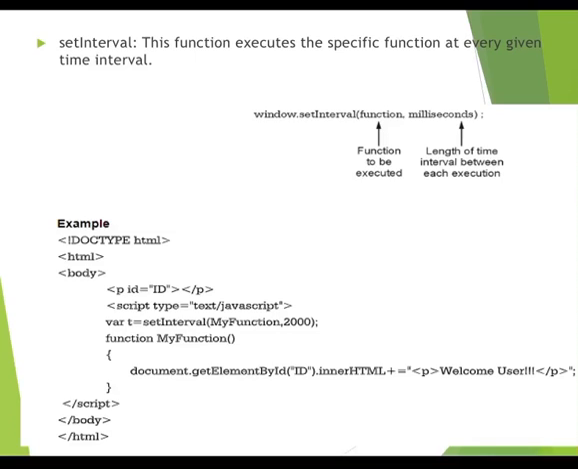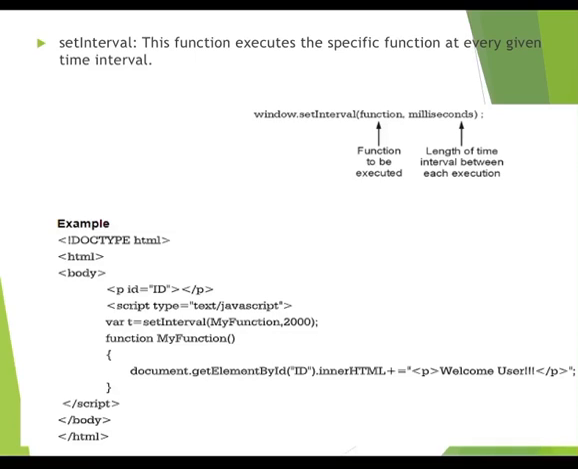So window.setInterval(function, milliseconds). Here we'll give the function that is to be executed, and milliseconds is the length of the time interval between each execution. Okay, so if we set it to 5000, after every 5000 milliseconds your function is going to execute and it will give you an output.